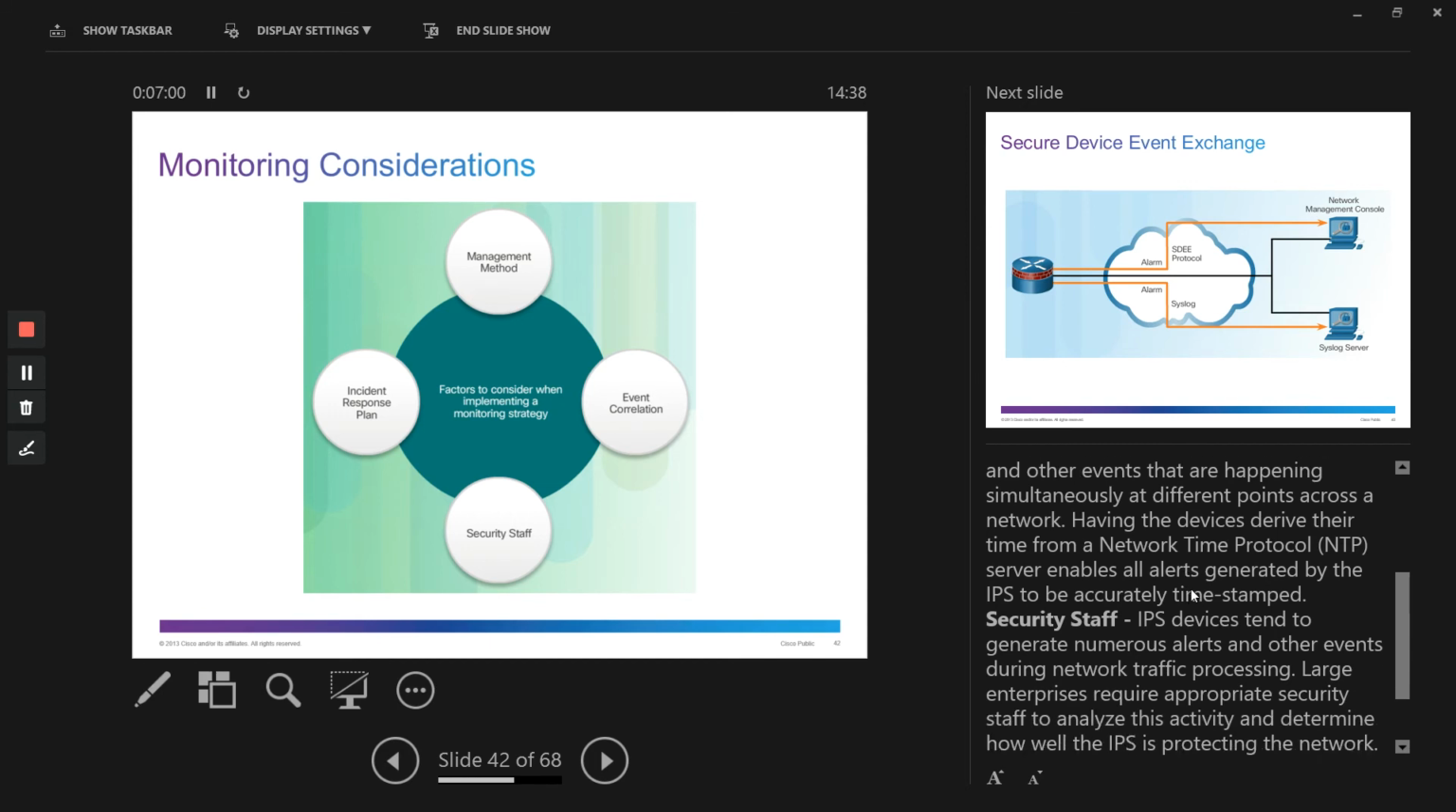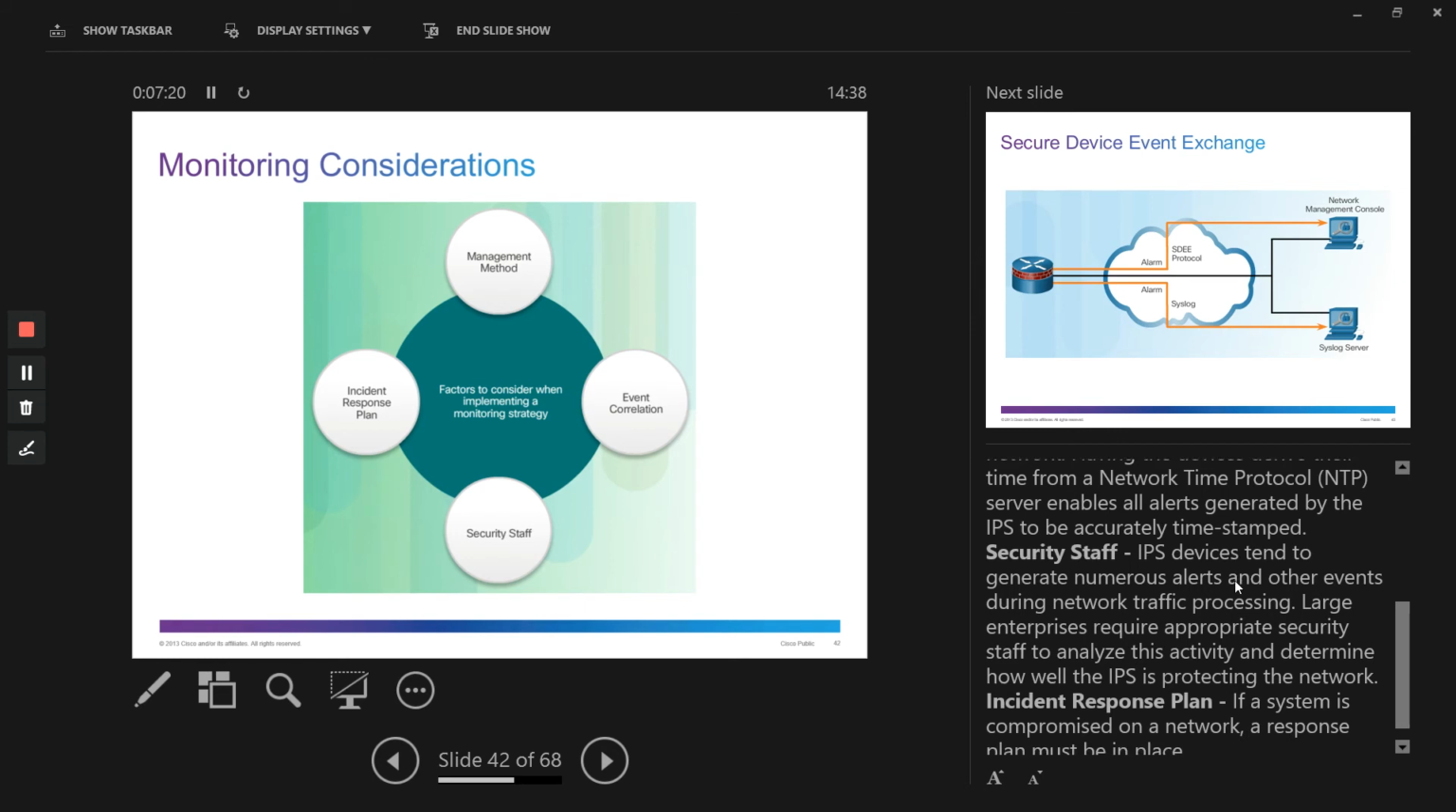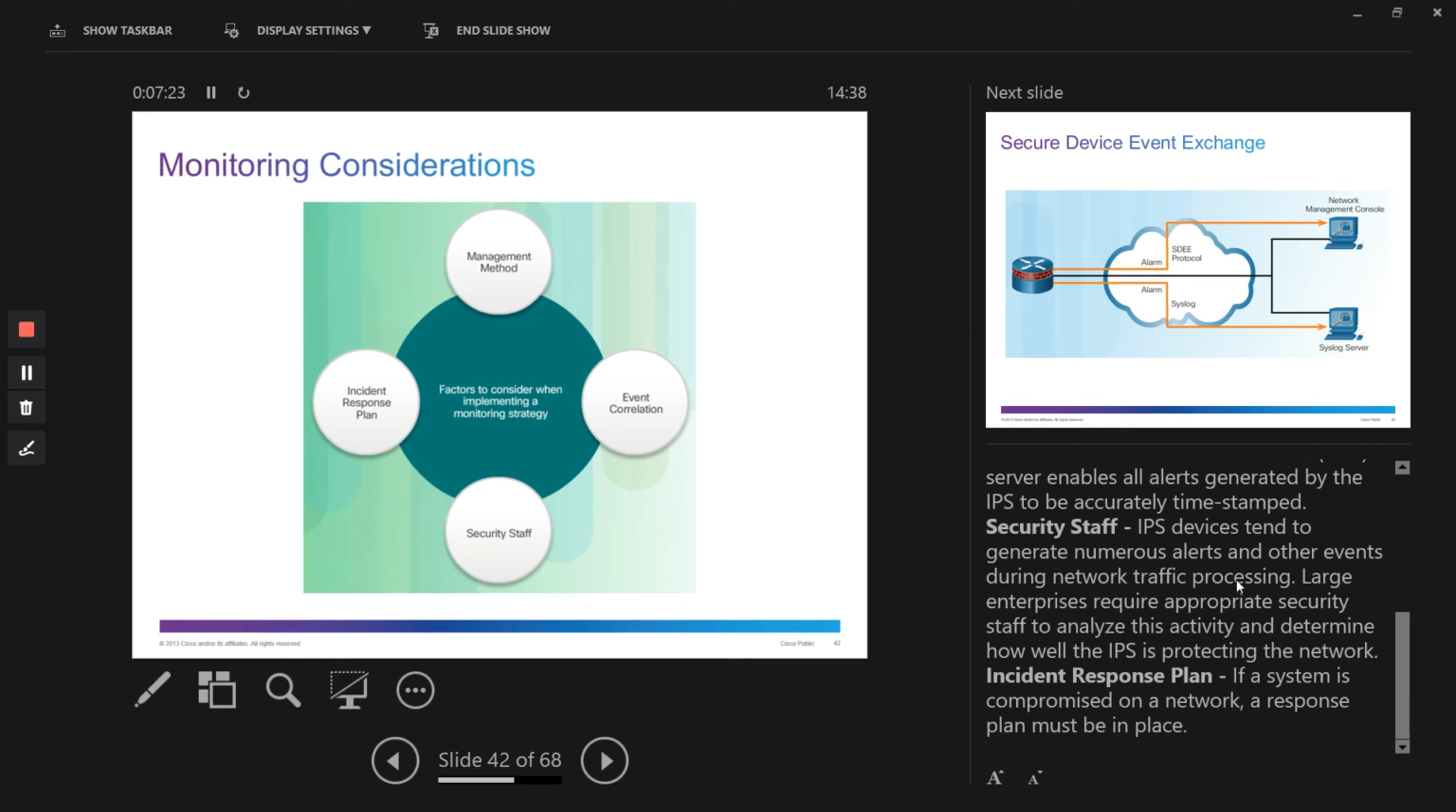Okay. The next thing you have to consider is the security staff. IPS devices tend to generate lots of alerts and other events during network traffic processing. Therefore, large organizations need security staff who can analyze this activity and also determine how well the IPS is protecting the network. Lastly, the incident response plan. If a system gets compromised on a network, a response plan is needed. This could be a detailed document, or a process in place that tells you what to do in this sort of scenario.